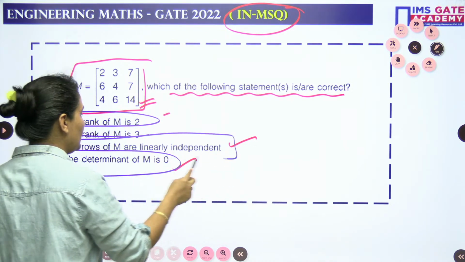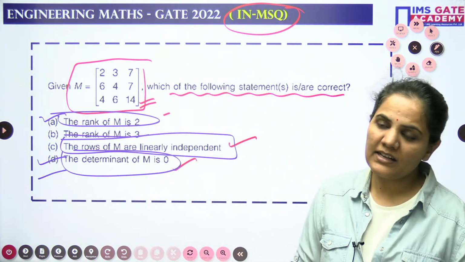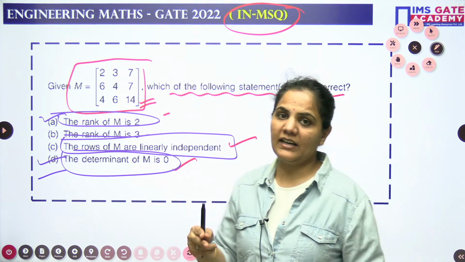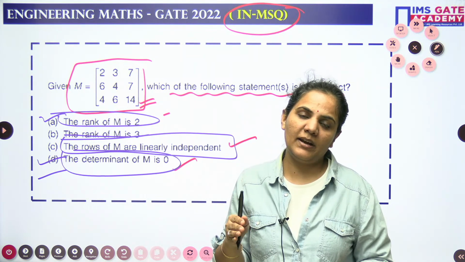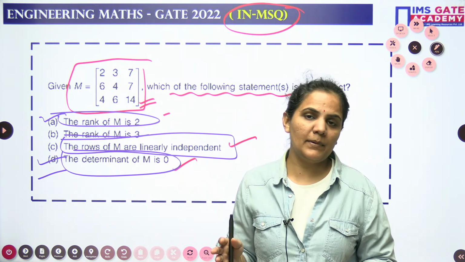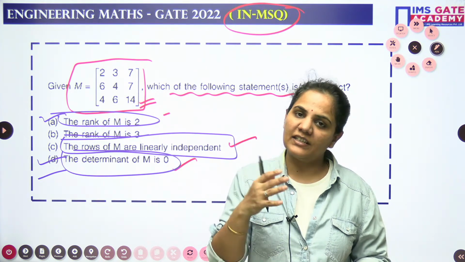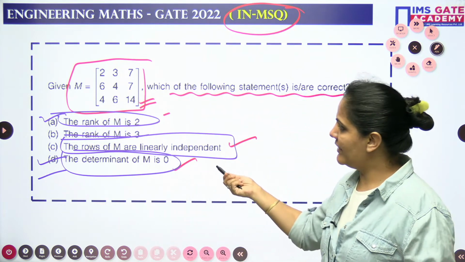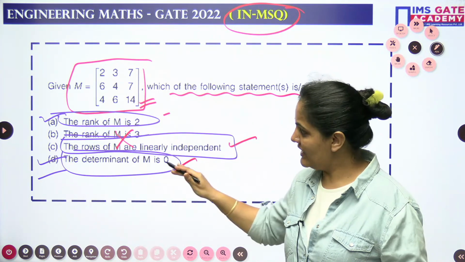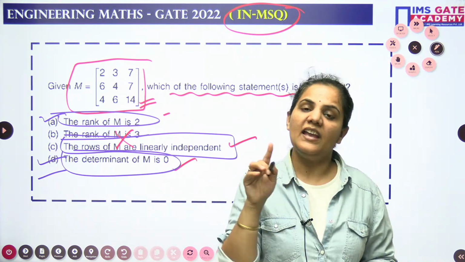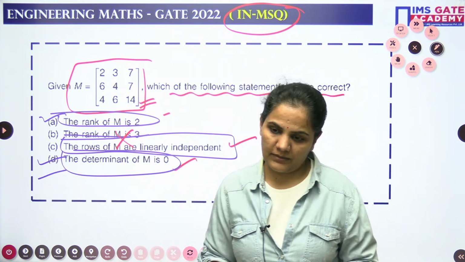Now it is asking about whether the rows of M are linearly independent. No. Why is it not linearly independent? Because if it is linearly independent, in this case the determinant should be not equals to 0. Whenever the rows or columns of a matrix are linearly independent, the determinant should be non-zero, and here we are having determinant 0, so this is not possible. So these two options will be eliminated. Hence the answer will be option A and D, since this is an MSQ question. So I hope this is clear to everyone.